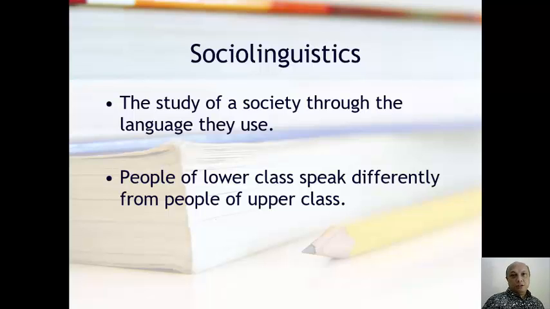And then we come to sociolinguistics. Sociolinguistics is the study of a society through the language they use. When you study sociolinguistics, you actually study society through the language that they use. You can probably realize that people of lower class speak differently from people of upper class. This is an area in sociolinguistics. You can study the upper class and the lower class through the language that they use in their daily life, and you can find the difference.